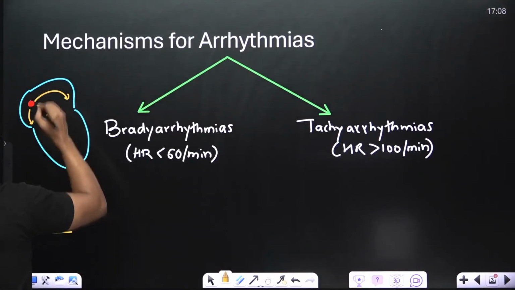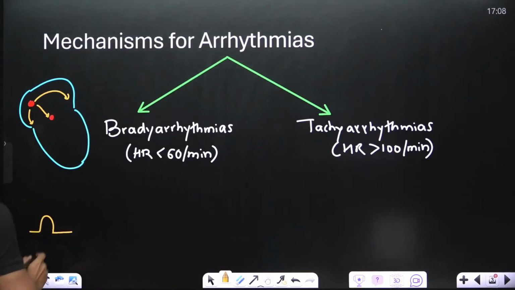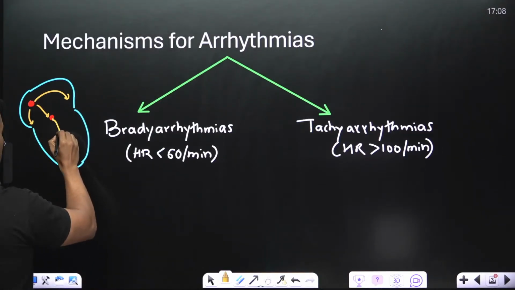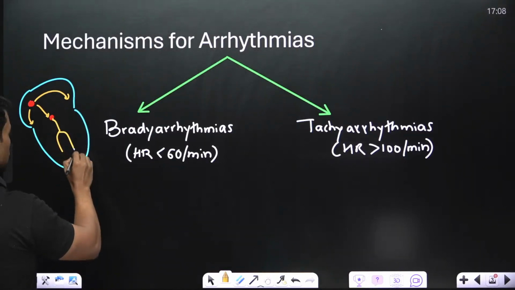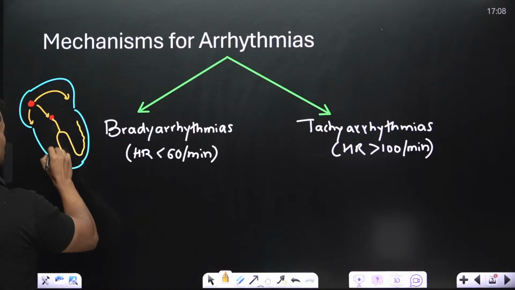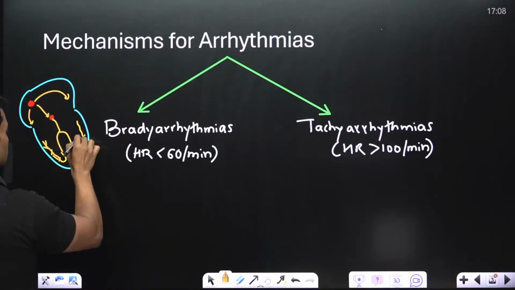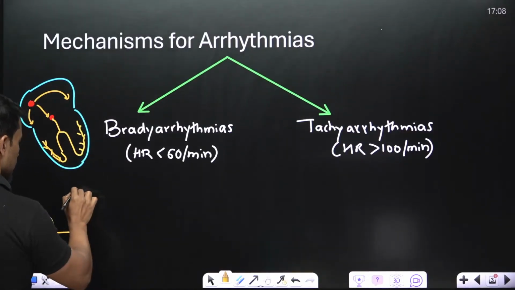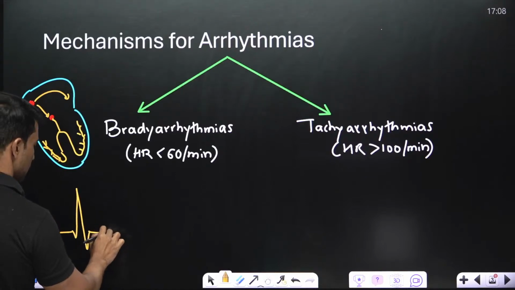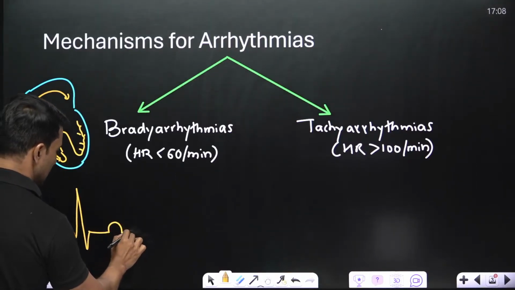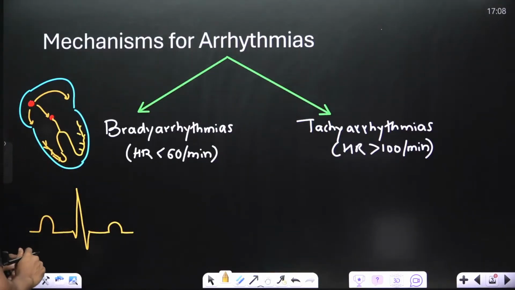Then once it reaches the AV node, there is a delay that gives me the PR segment. After that, the impulse is conducted through the His bundle, which divides into bundle branches and Purkinje fibers, to eventually cause depolarization of the ventricles. That ventricular depolarization will give rise to QRS complexes. And after that, the ventricle will get repolarized. It will recover from this depolarization.